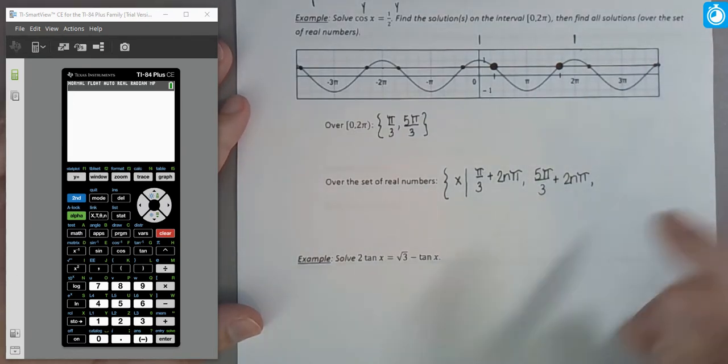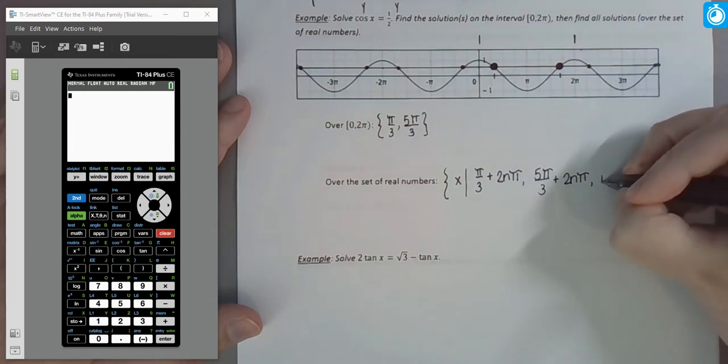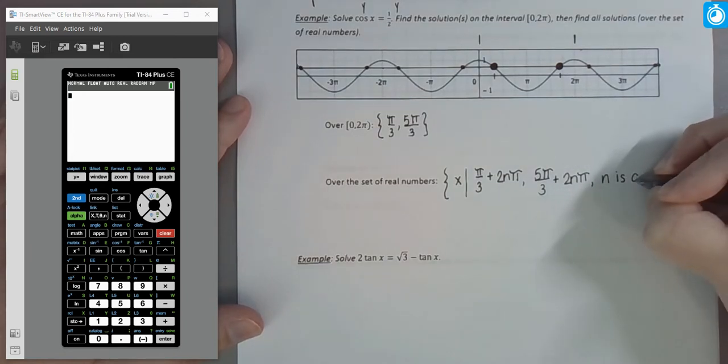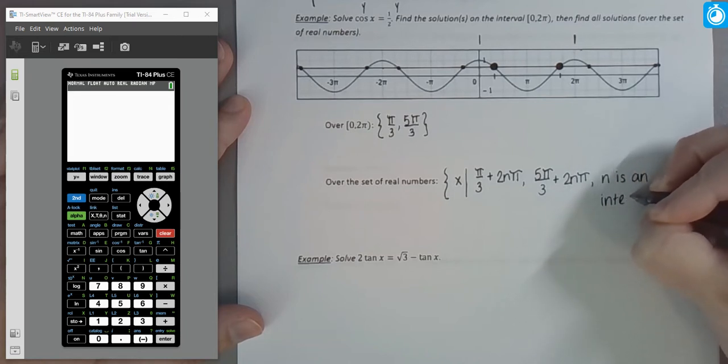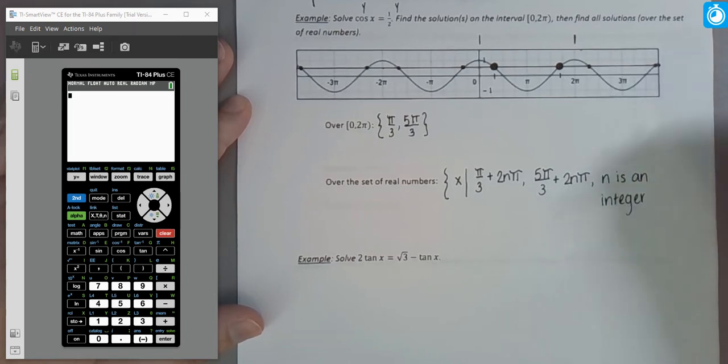And we do need to make a note: what are the conditions for this variable n, which again just represents the number of rotations we've taken to get from our starting angle to another coterminal angle. Specifically, n is an integer. It can be a positive or a negative integer. So it's not a fractional value, it's a whole value, positive or negative. That is going to be our general solution over the set of real numbers.